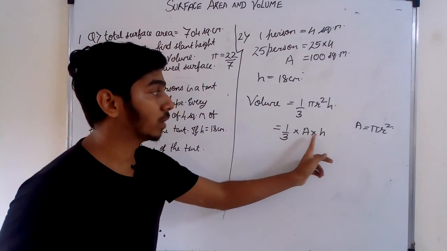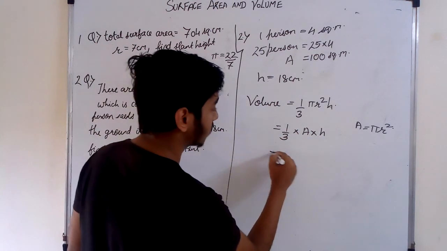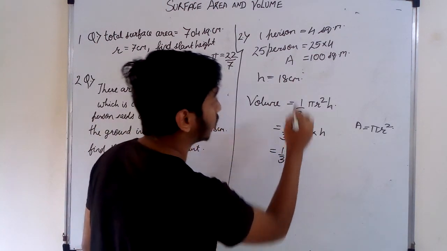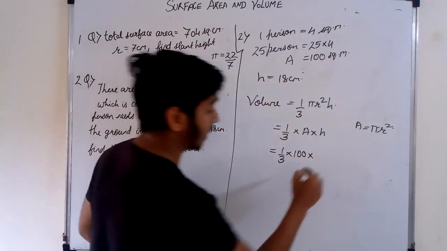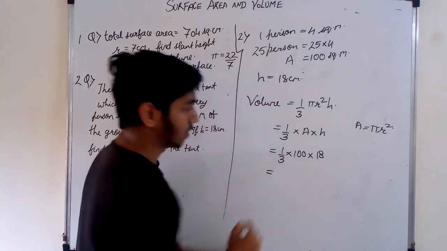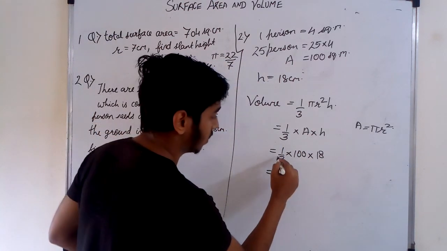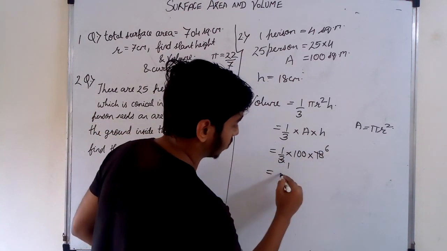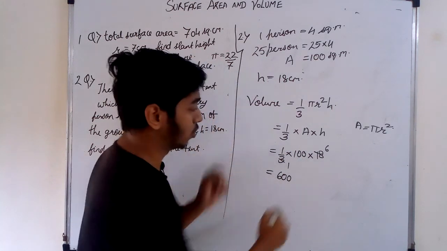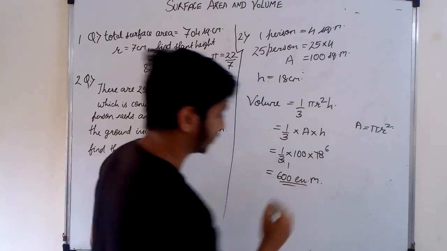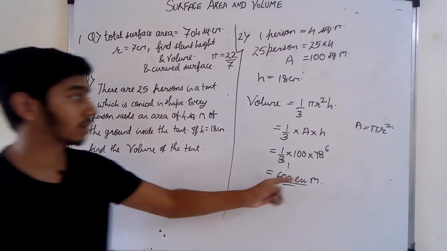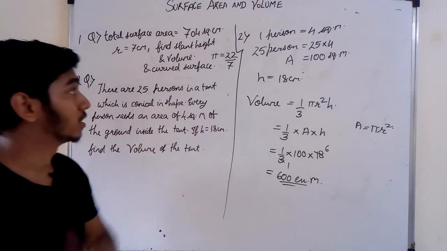So 1 by 3 into area into height. So 1 by 3 into area is 100 into height is 18. So simply divide this once. 6 into 100, 600. Volume is in cubic meter. Okay, so 600 cubic meter. I hope you have understood this.